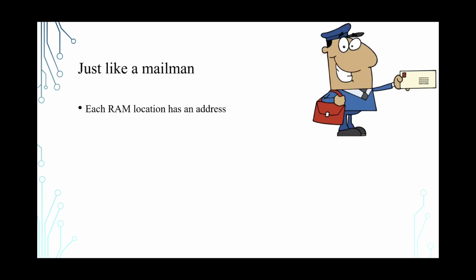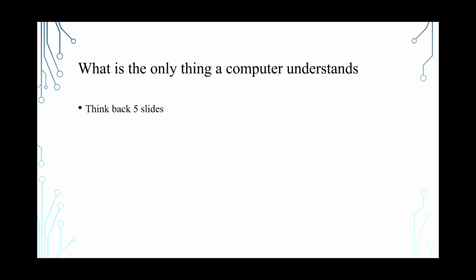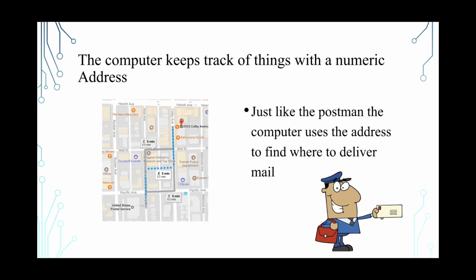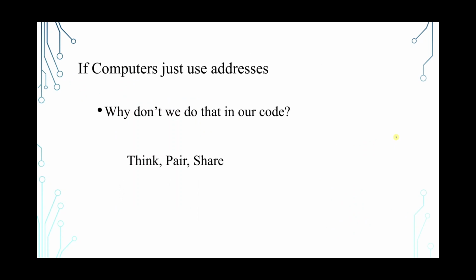So it's basically like a mailman. Each RAM location has an address, and what is the only thing the computer understands? Binary. So the computer keeps track of things with a numeric address. Just like the postman, the computer uses the address to find where to deliver the mail. So if computers just use addresses, why don't we do that in our code? Why don't we use just addresses?